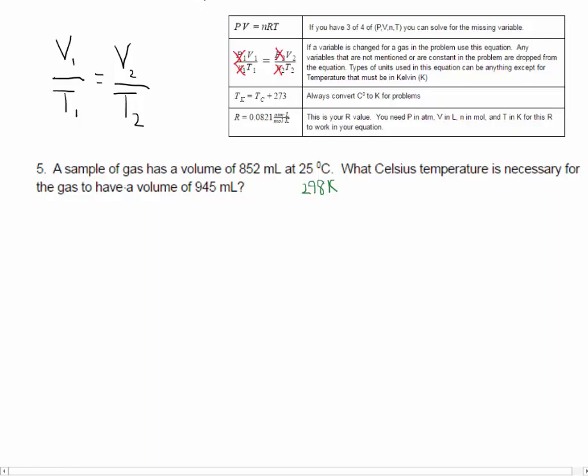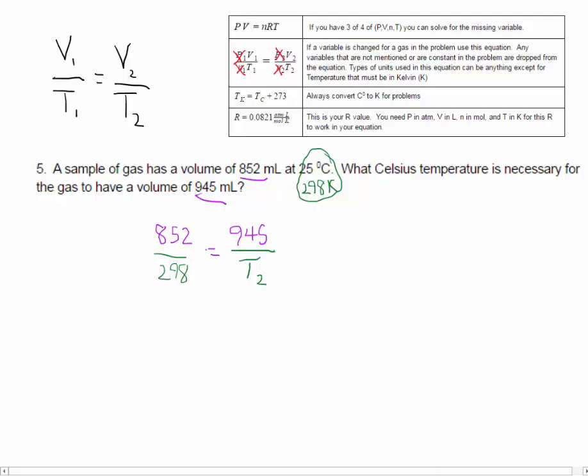Okay, so I'm gonna plug in my numbers now. So first we have our volumes. Our first volume is 852, and our second volume is 945. So those are coming right from here. And then I'm going to plug in my temperature, which is right here. So that goes in for T1, 298. And then I am solving for T2.